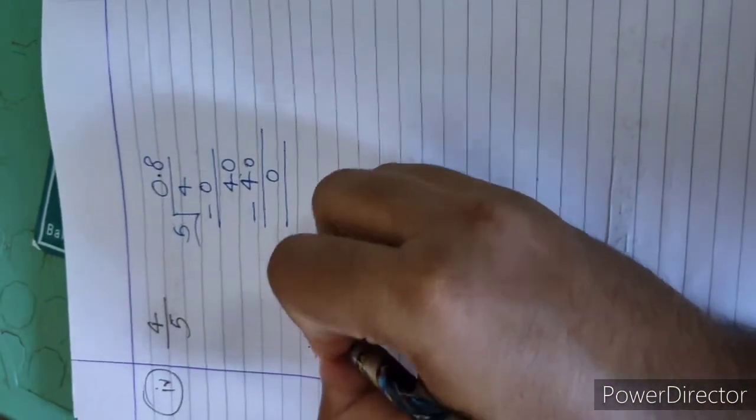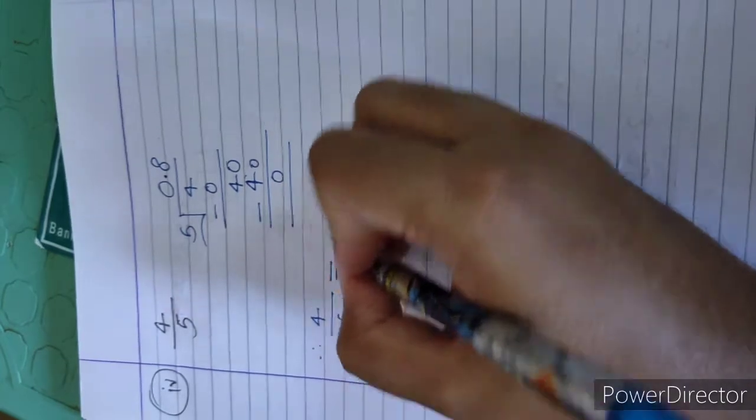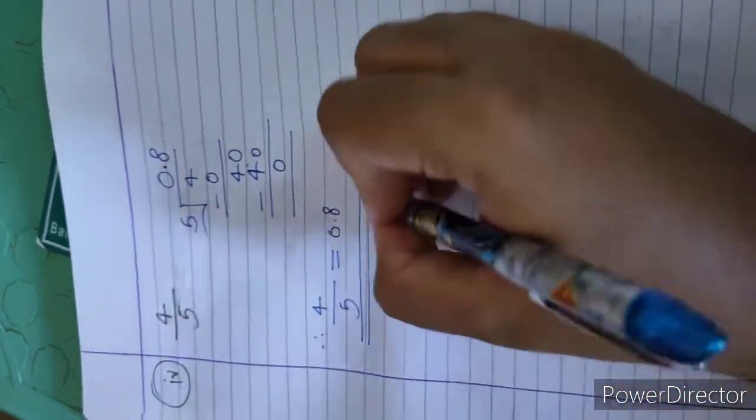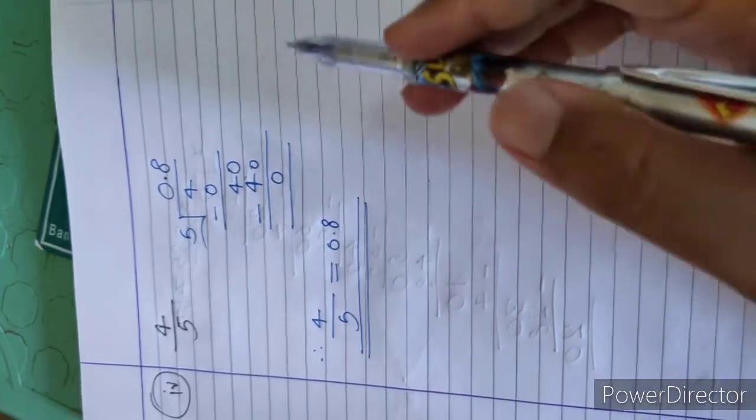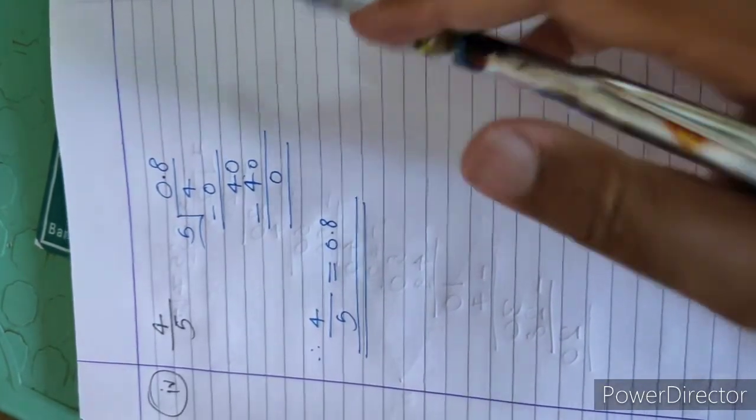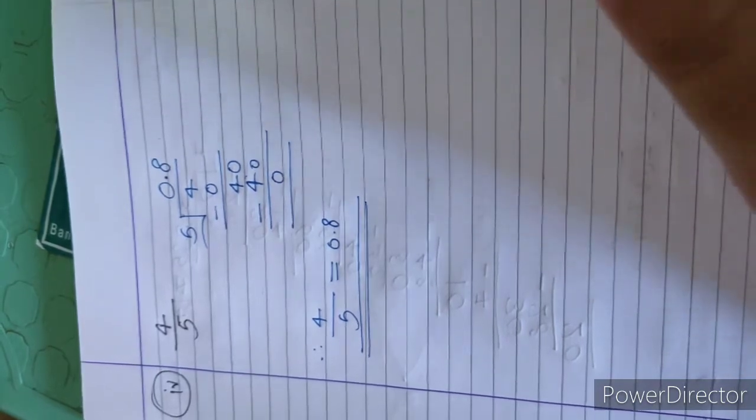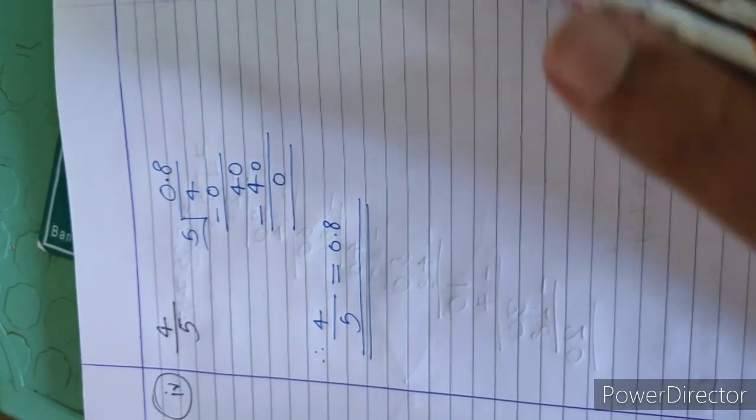So here we will write that 4 upon 5 is equal to 0.8. Today we did 3 questions, and question number 2 contains a total of 5 questions. The remaining 2 questions you have to try by yourself along with this question.